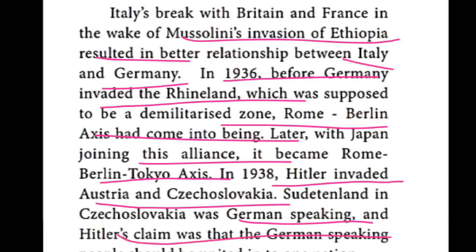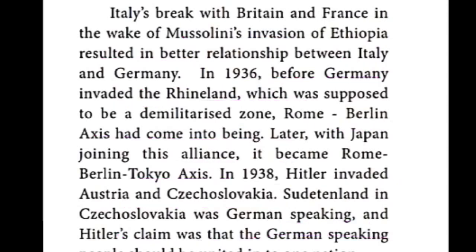So that's the thing, children. Here you can check it. In 1938, Hitler invaded Austria and Czechoslovakia. In Czechoslovakia, one place was there, namely Sudetenland. In Sudetenland, many German-speaking people are there. So Hitler claimed and argued that all German-speaking people should be under my nation. These are the things given under the rise of Hitler.